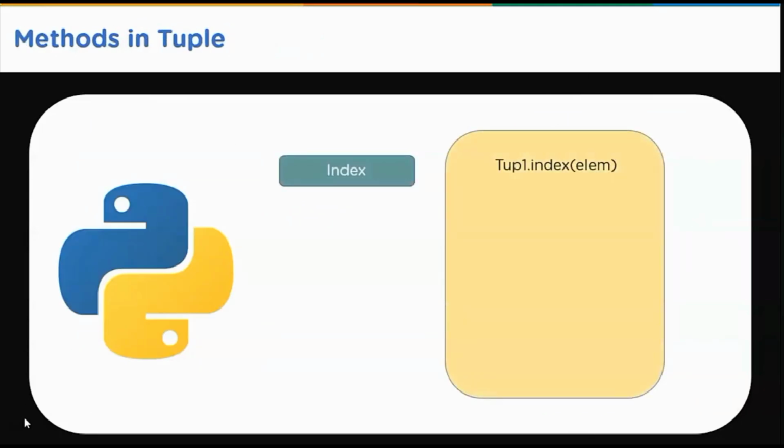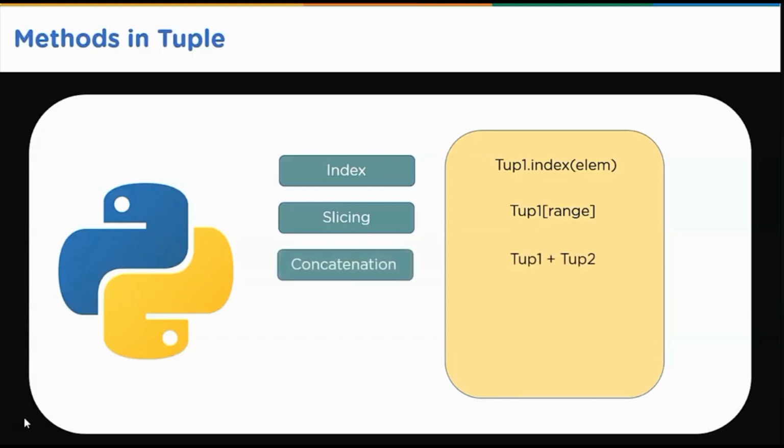Let's have a look at some methods of tuples in Python. First, that is index. We can use the index operator to access an item in a tuple where the index starts from 0. Its syntax is the name of the tuple dot index, and in round brackets we'll write the element for which we want to access the index. The second is slicing. We can access a range of items in a tuple by using the slicing operator. For that, we'll write the syntax tup1 and the range for which we want to slice the tuple.